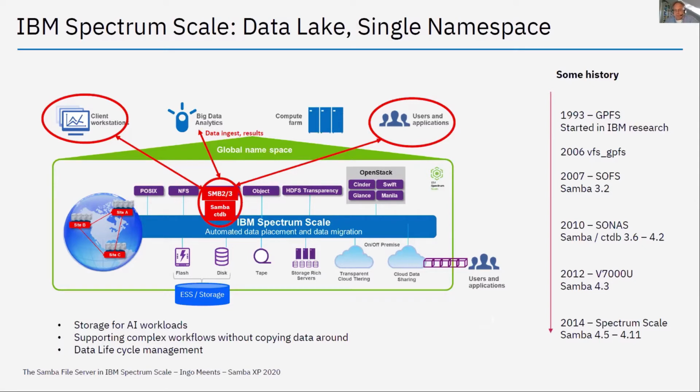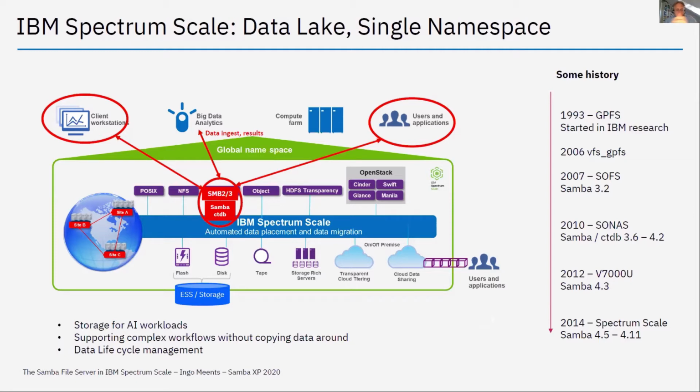As you can see here, these IBM products have picked up most of the Samba versions over the last 20 years. SOFS started out with Samba 3.2, SONAS 3.6 to 4.2, V7000 Unified Samba 4.3. In Spectrum Scale we started with Samba 4.5, and we just GA'd Spectrum Scale 5.0.5, which comes along with Samba 4.11. We normally have half-year release cycles and start with the Samba version which is then out and stable. So actually we are lagging a little bit behind, but we try to stay recent with the Samba versions we are including here.